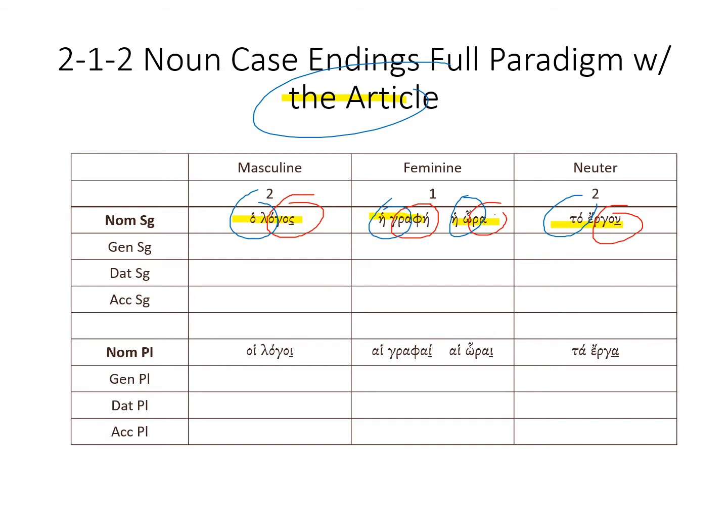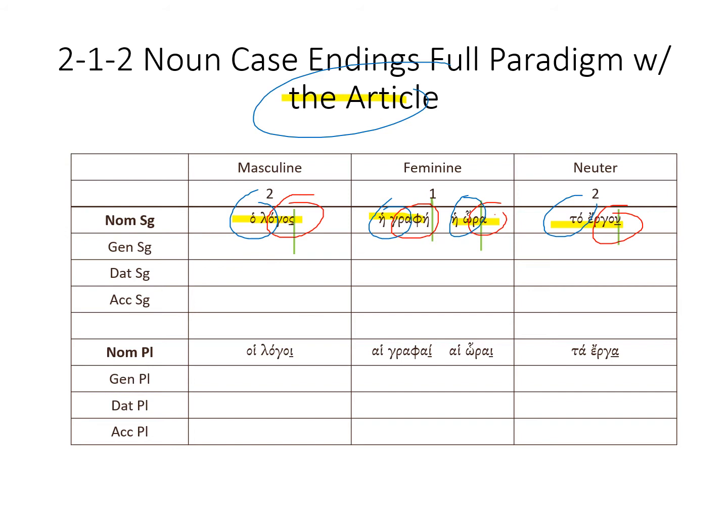Now here in the singular, the sigma that is right there at the end, that is the ending for the nominative masculine singular. In the feminine, there is no ending. That's why we just have the eta and the alpha here. And the ending for the neuter is that nu. So that's the nominative singular.